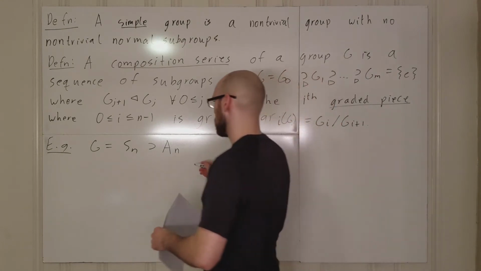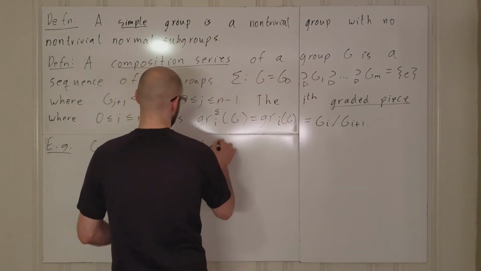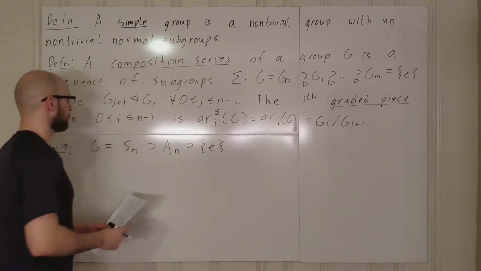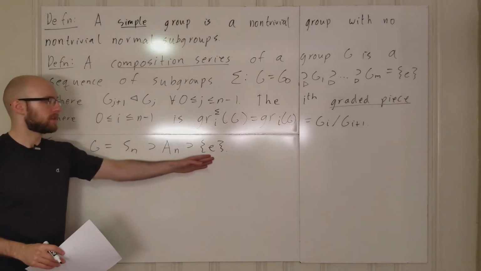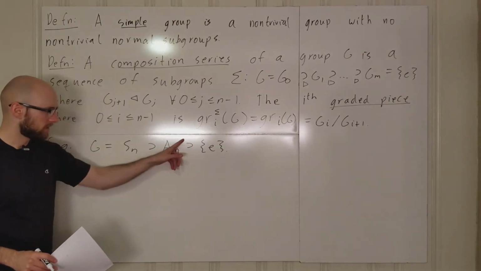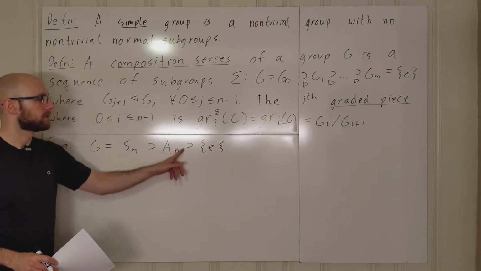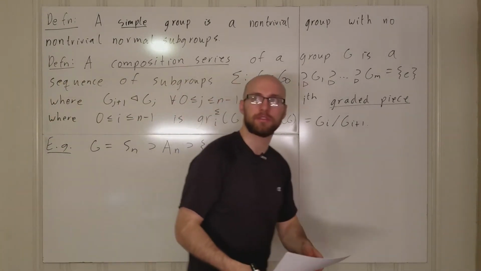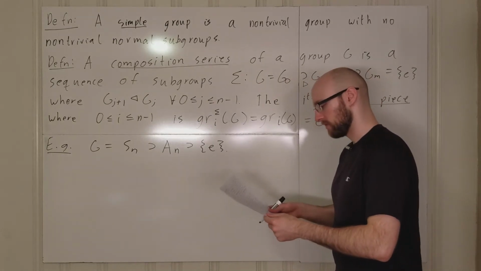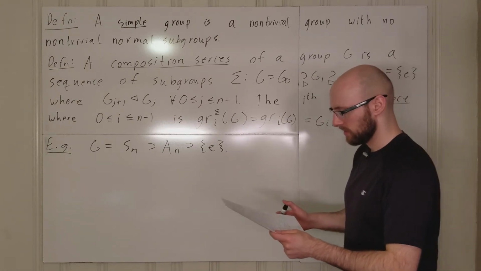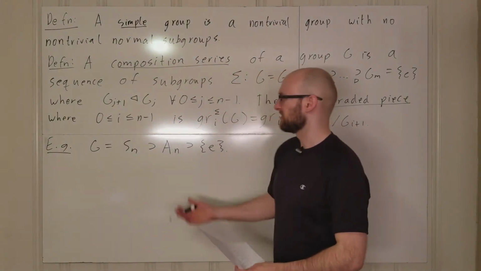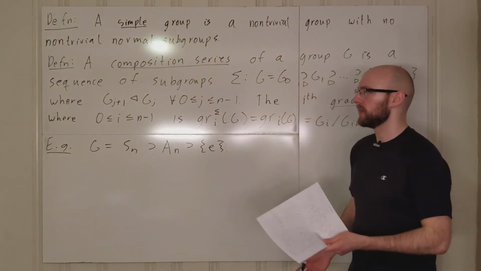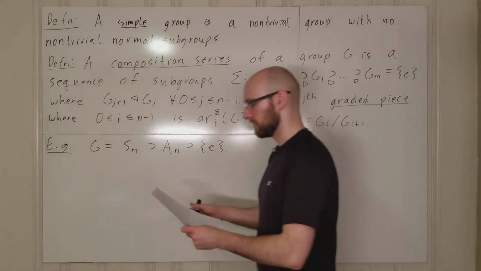And so this, and then certainly this contains the identity. And so you can prove, it turns out that An is normal in Sn, and obviously the identity is going to be normal in here. This is always going to be trivial because the identity element is normal in every single group. Alright, so that's that. And so, I mean, there's nothing really interesting about this example. It's just so that you can see what one of these might look like.